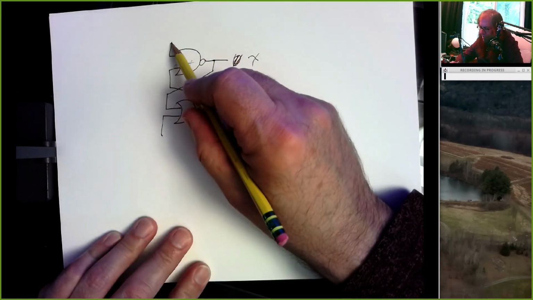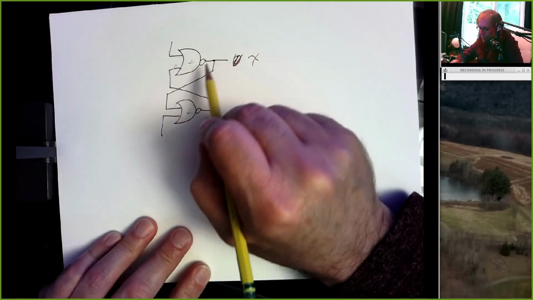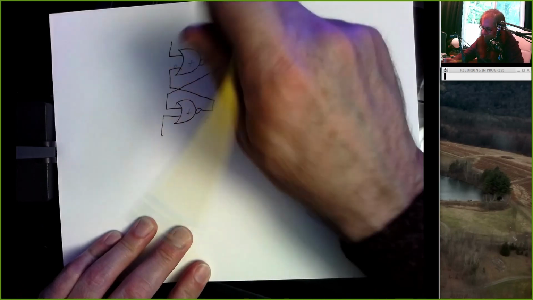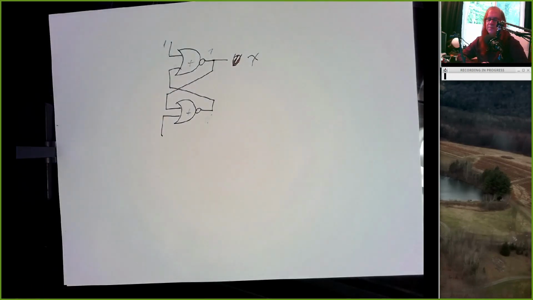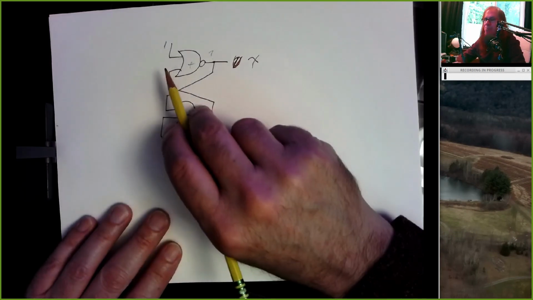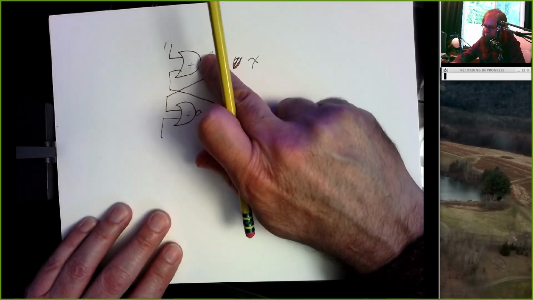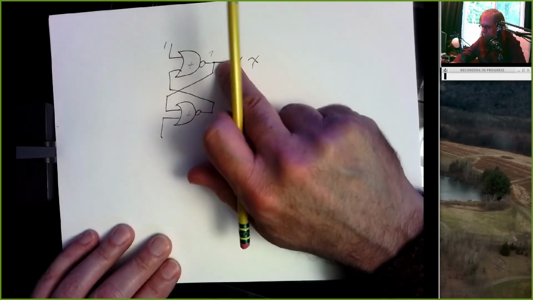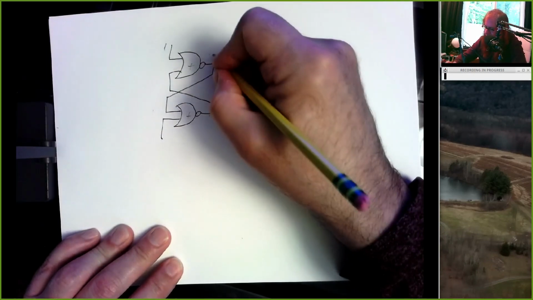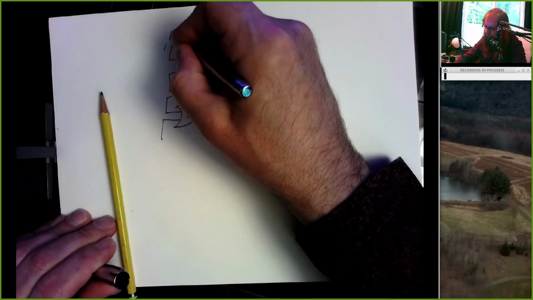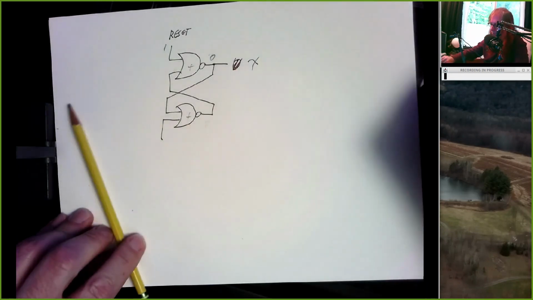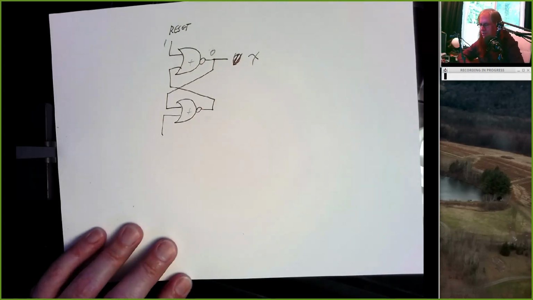So let's look at these inputs. If this input is a 1, what is the output of the NOR gate going to be? So let me get rid of these. And let's just say this input is a 1. What is the output here? It's a 0. So a 1 goes into an OR gate. The output's a 1. You only need one input to be a 1. A NOR gate inverts. So this is a 0. And so we can label this input reset. And anytime reset is high, the output's going to go to a 0.